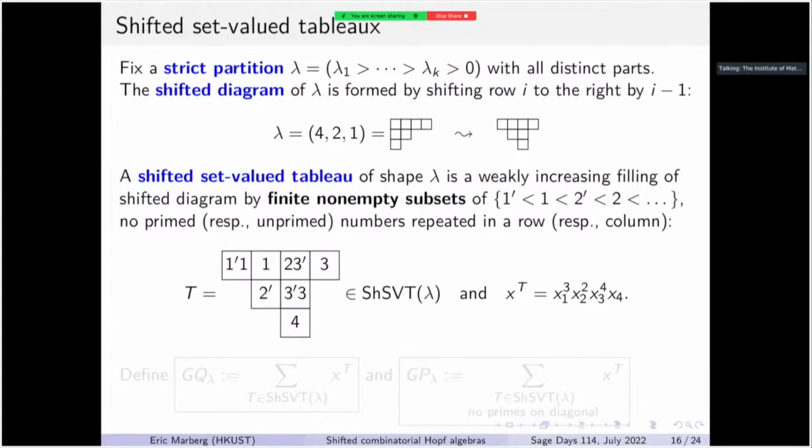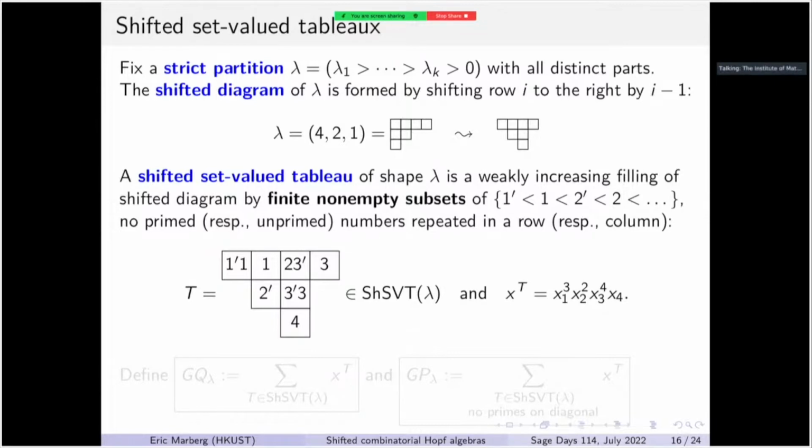They have to be weakly increasing again, in the sense that the maximum element of one box is at most the minimum element of the next box. And then we have these conditions about repetition. There can be no primed number repeated in a row, and there can be no unprimed number repeated in a column. So we can have 1 repeated in these 2 places, and we can have 3 prime repeated here, but we couldn't have a 3 in this box and a 3 in this box.